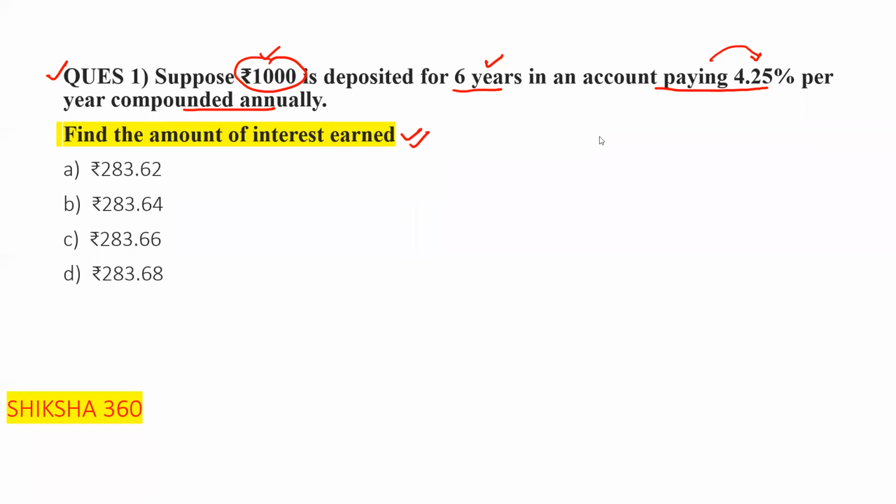So what is the formula? We have to calculate the future value. The amount is equal to present value, or principal, into 1 plus r power n.